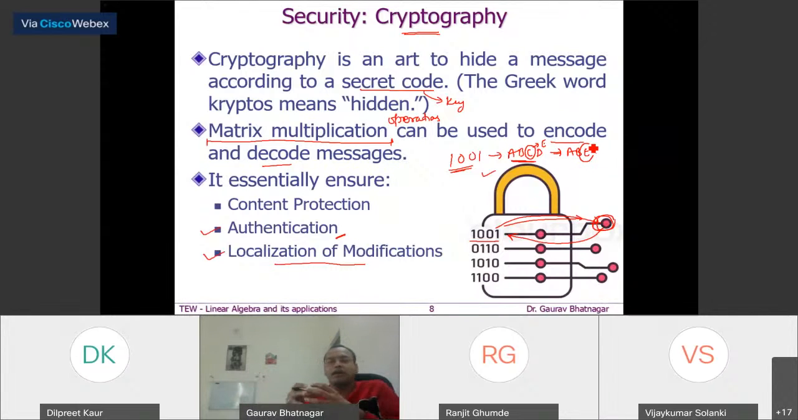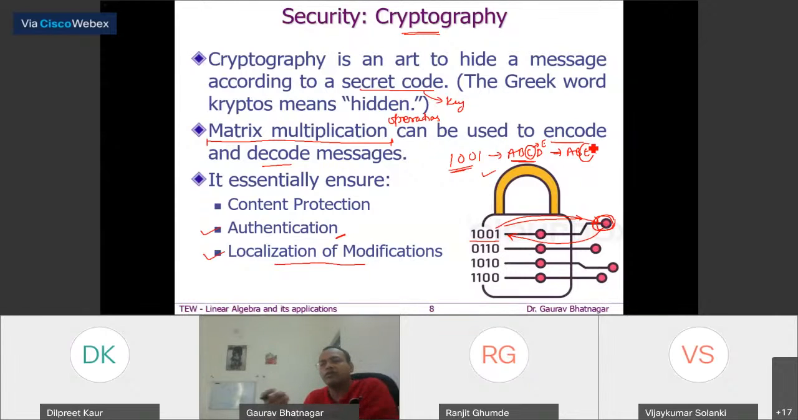So this is how cryptography is used many times for the localization of modification. And when you use cryptography for the localization of modification, that is basically called hashing. It is going to be a similar technique on the same philosophies. However, a few philosophies are a little bit different.